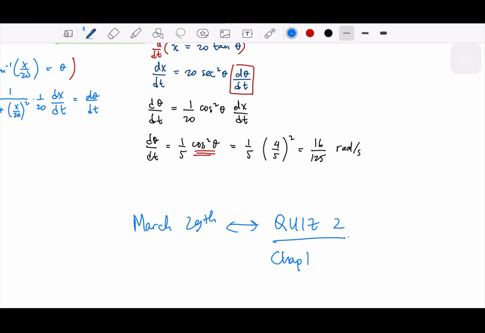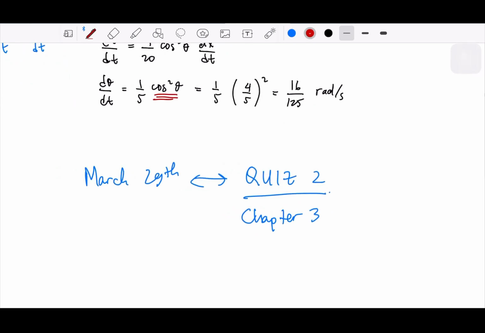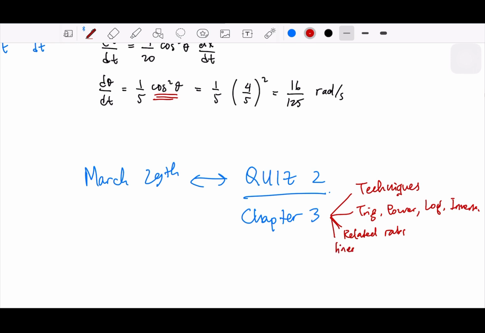Topics will be chapter 3. Chapter 3 will include the techniques: all the trigonometric, power rule, logarithmic, and inverse trigonometric will be included. Also, maybe related rates are included. And the last one here, the linear approximations. Of course, because there are too many, at least some representations from each part will be on your quiz. Maybe 6 to 7 questions, just like the last quiz.